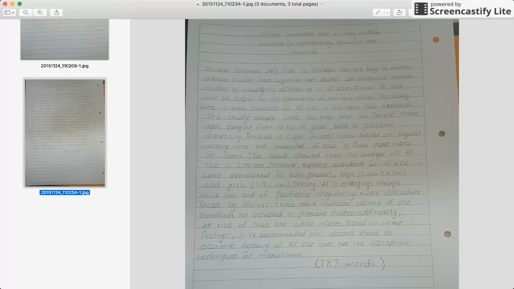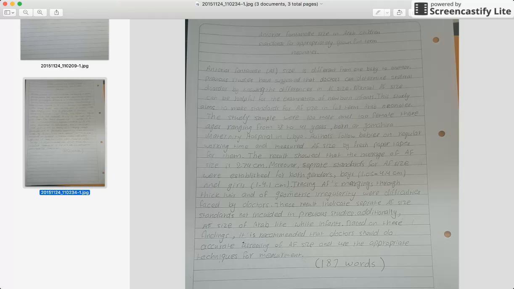Okay, tracing AF size margins through thick hair. Okay, irregular word difficult. Okay, good. That's fine. That's a good point. Okay, these results indicate separate AF size standards not included in the previous study. Okay, what wasn't included in the previous study? The gender differences. I think you missed a key point here, okay?